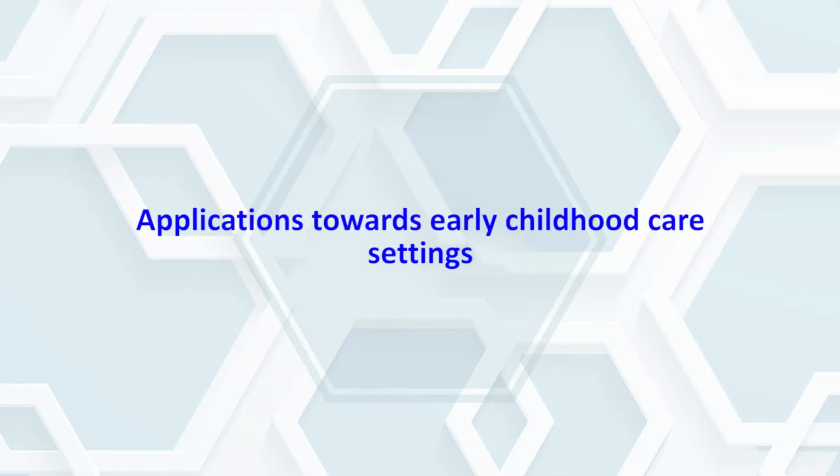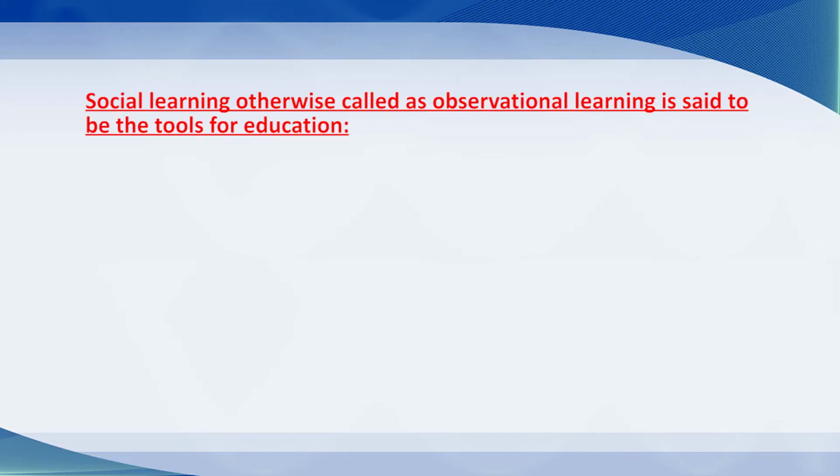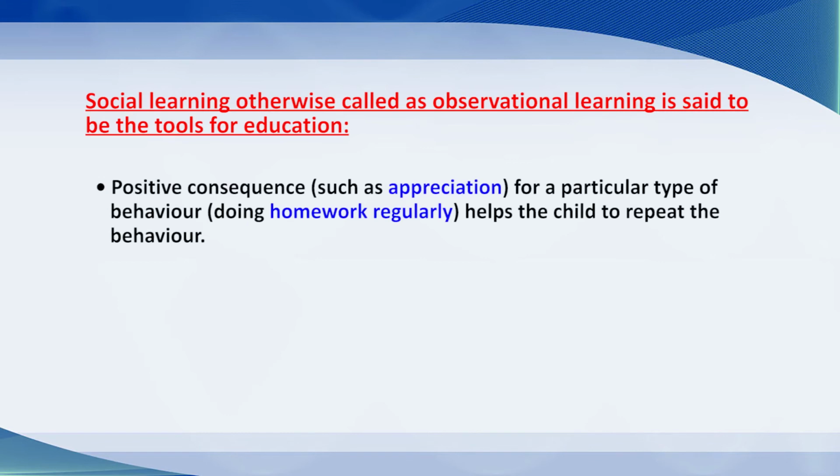Now, what are the applications of the social learning approach towards early childhood care settings? Social learning, otherwise called observational learning, is said to be the tool for education. First is the positive consequence, such as appreciation for a particular type of behavior. For example, doing homework regularly helps a child to repeat the behavior.